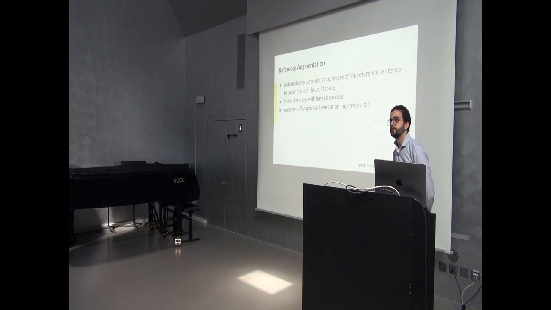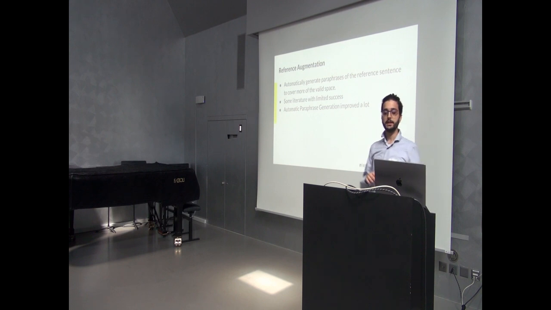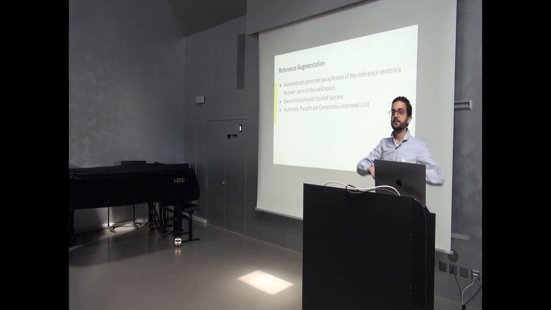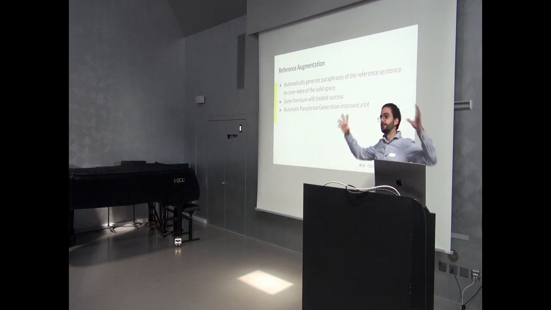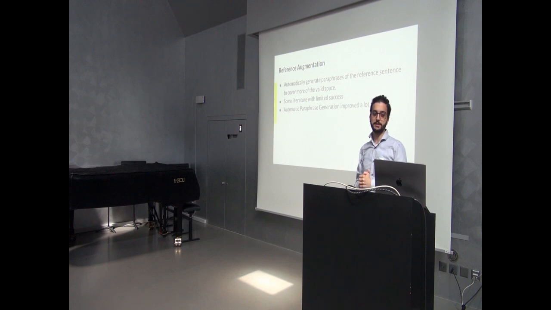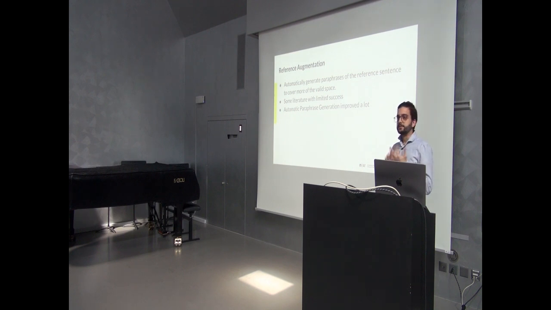So there is a lot of literature to overcome this. For example, one method is to generate new paraphrased versions of the ground truth sentence automatically with a model which can paraphrase sentences. And this is to increase the valid space of semantically correct sentences. But there is only limited success with these methods.